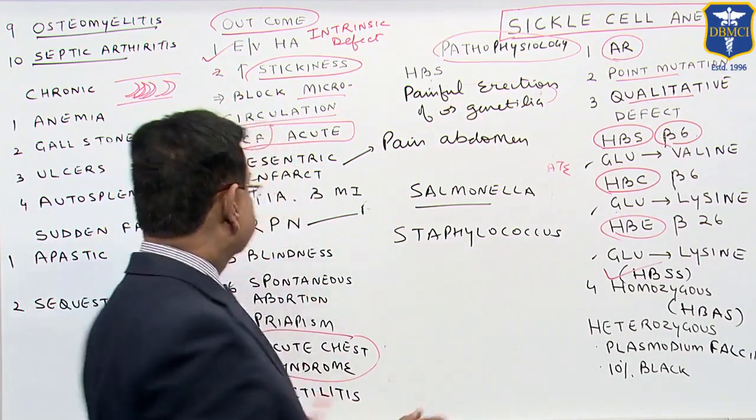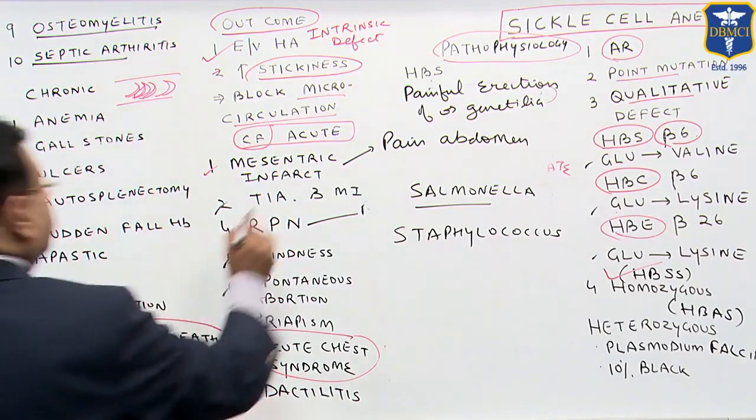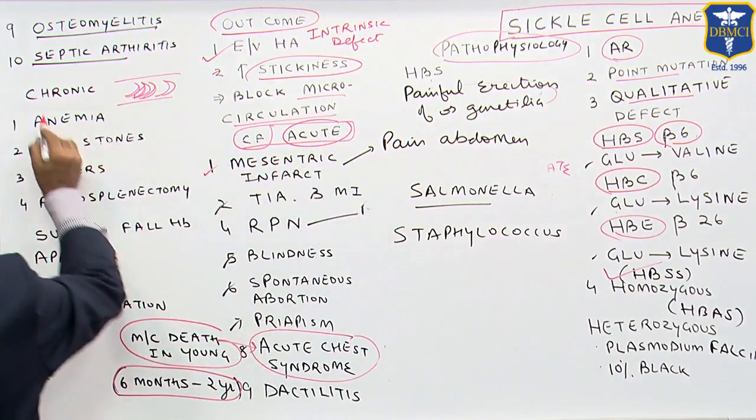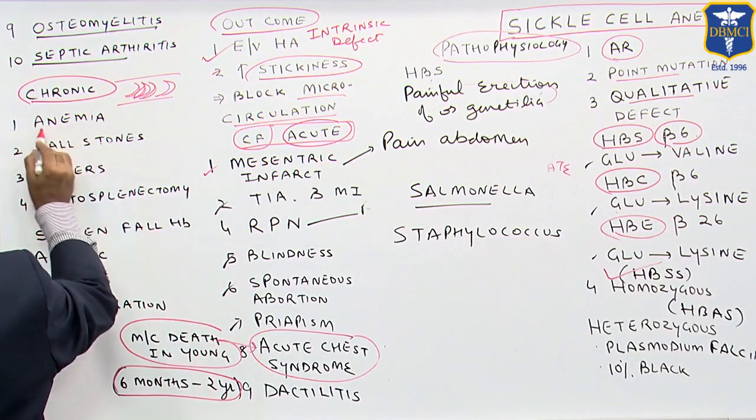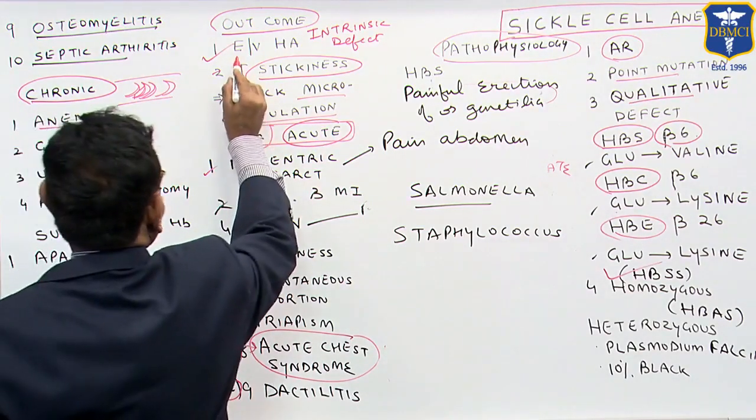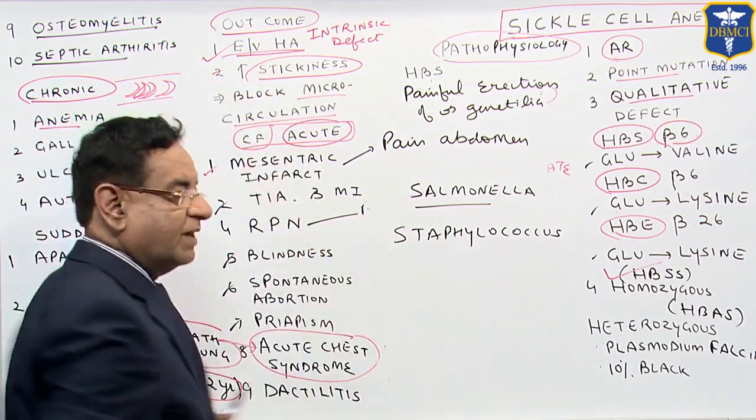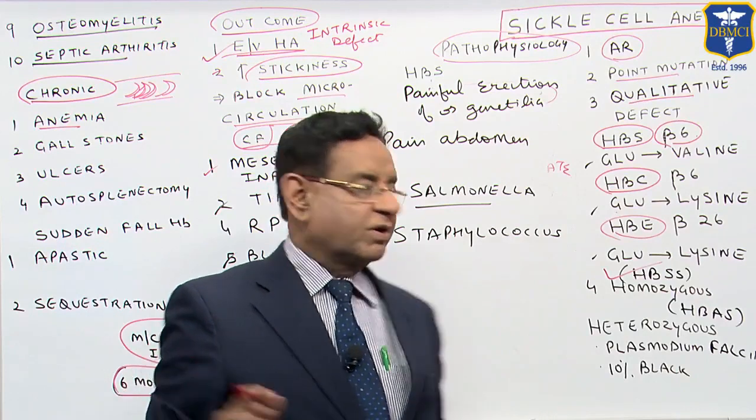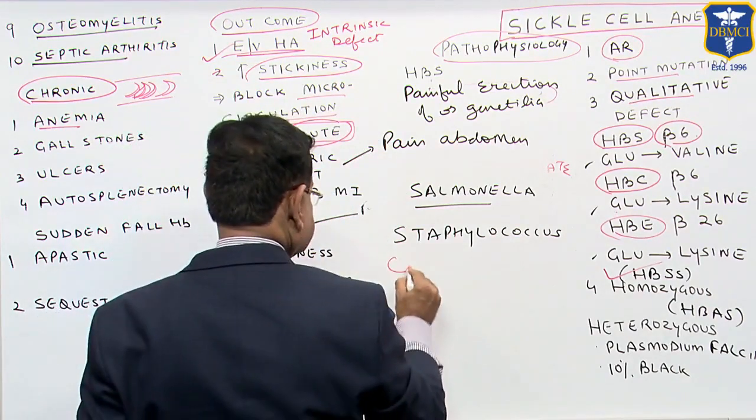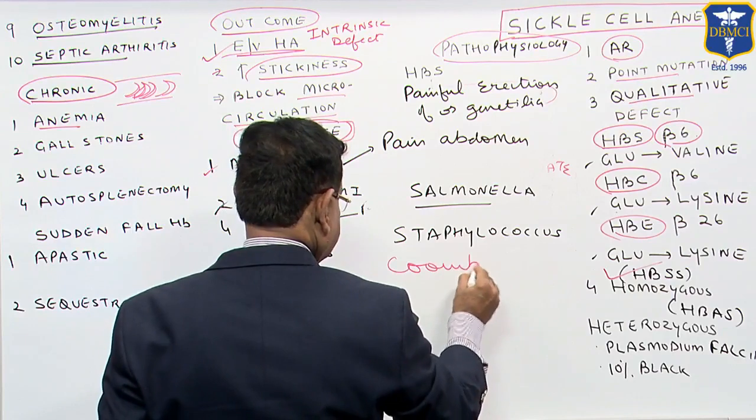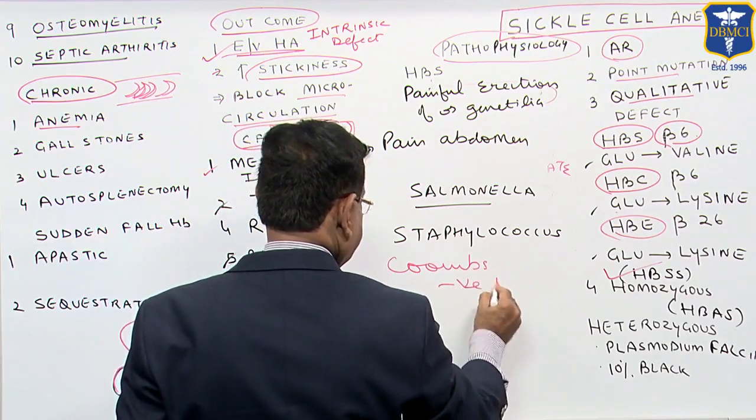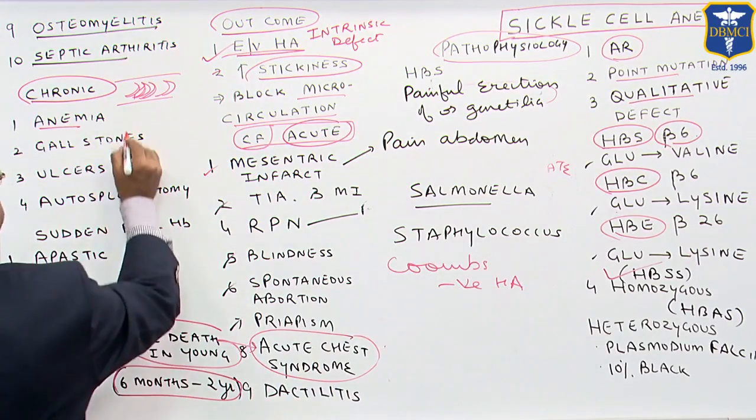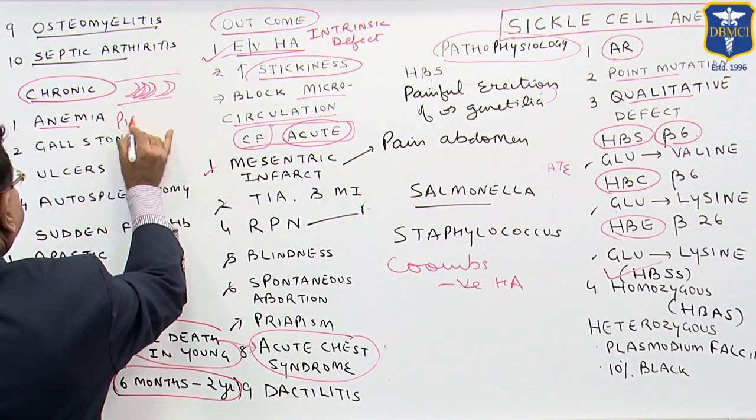Now not only can patients have acute presentation, patients also have chronic presentation: anemia, because of extravascular hemolytic anemia, and of course since no autoantibodies are involved, it's a Coombs negative hemolytic anemia. Gallstones, and they are usually pigment gallstones.